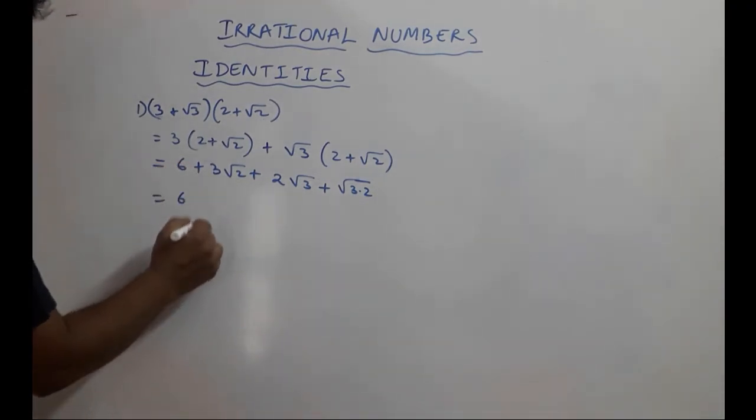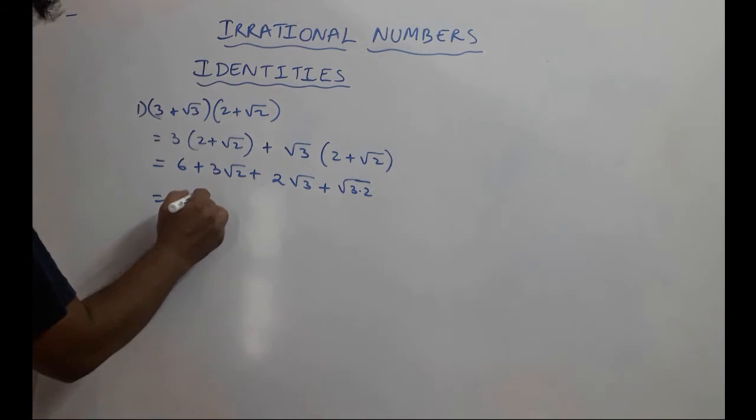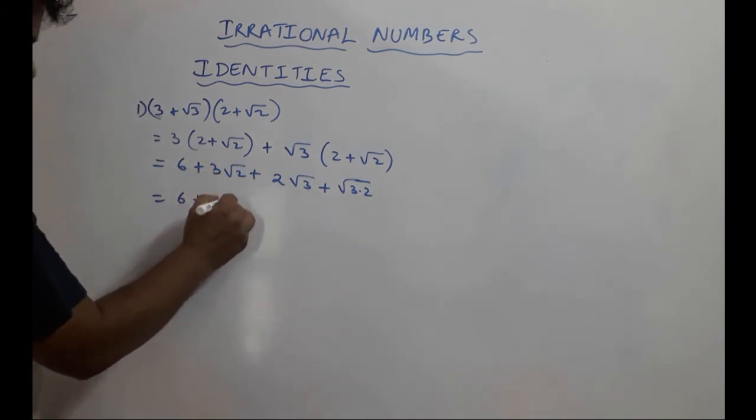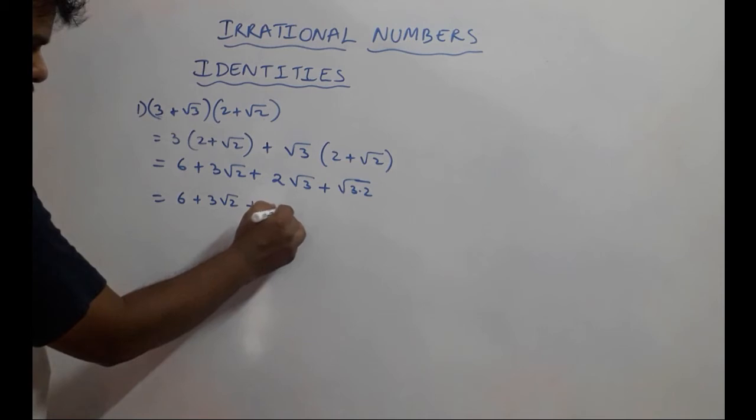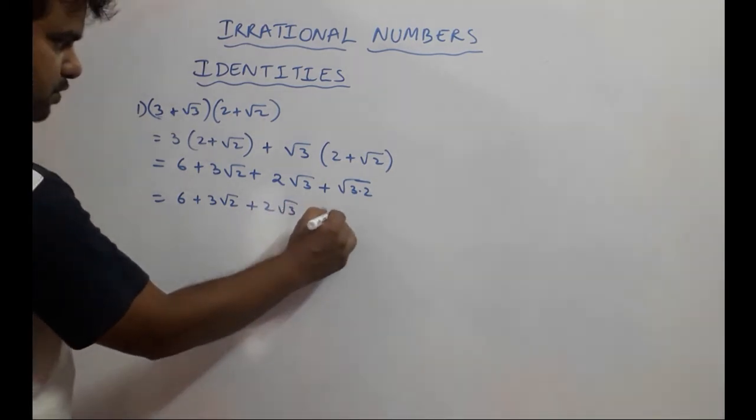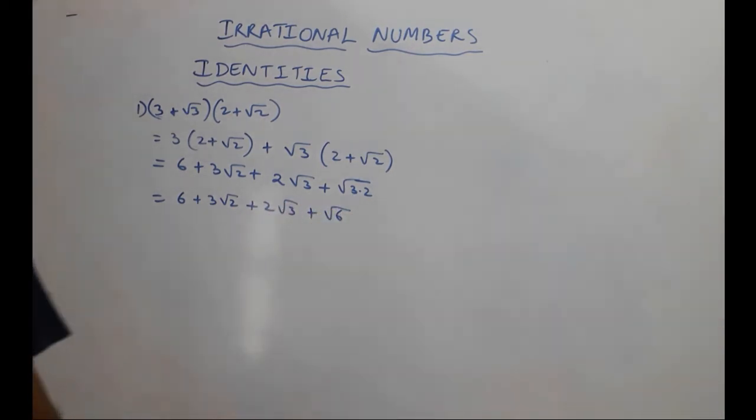We'll continue. Now this can be written as 3 into 2 will continue as 3 root 2 plus 2 root 3 plus root 6. Got it? So this is our final answer. We cannot add 3 root 2 and 2 root 3 or root 6.